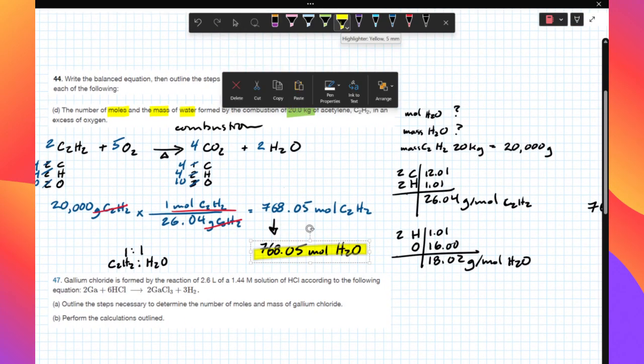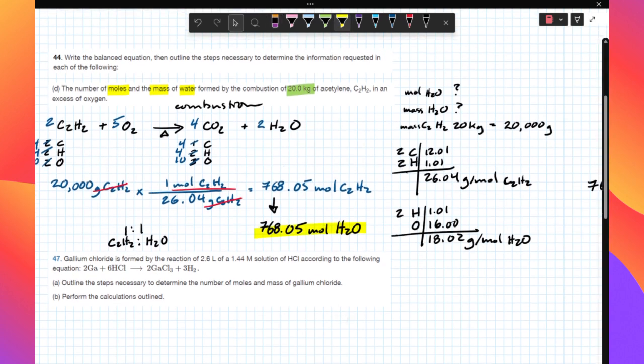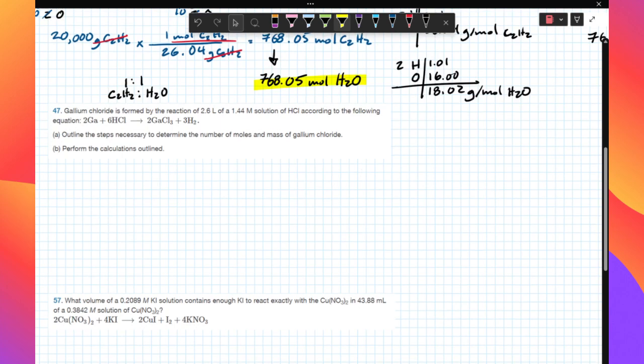Find the number of moles and the mass of water formed.